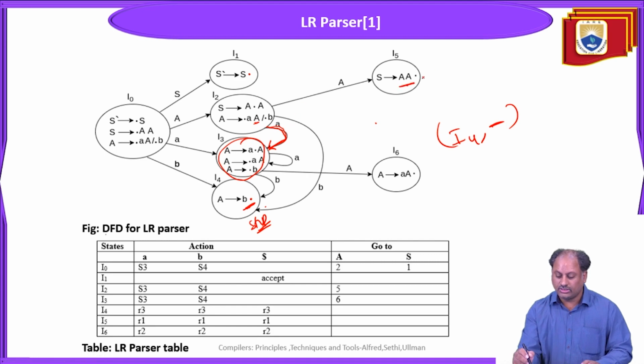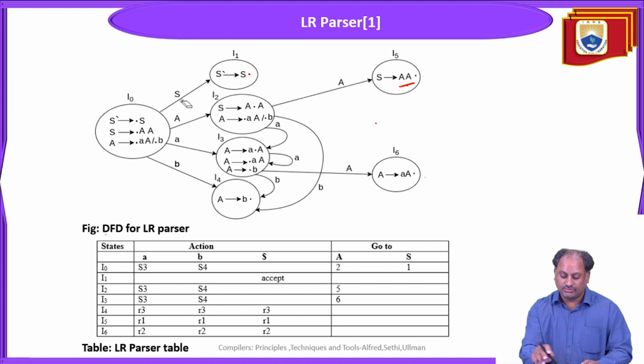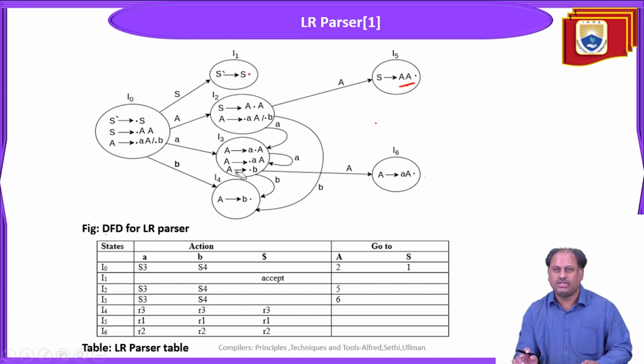Here also the end of the input symbol is reached, and from this one also the end of the input symbol is reached, so we can stop the process. Finally, after completion, this is the data flow diagram, that means the states with the corresponding transitions, and then we write the rules. After this, we have to construct a table.